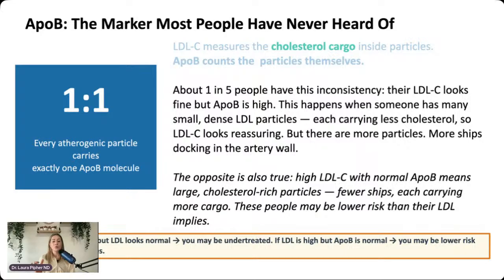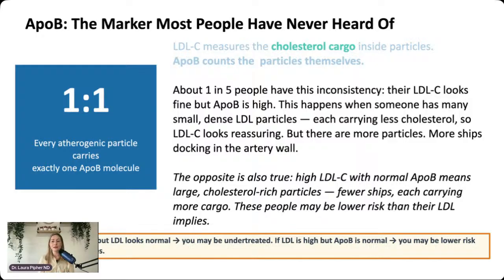And so, again, from the opposite perspective, if we had a high LDL and a normal ApoB, this means we have large cholesterol-rich particles, fewer ships, each carrying more cargo. So really, it's about the number of times we're having to dock the ship. If we have a bunch of particles, they're not carrying a lot, but there's a ton of them, that can be more problematic than fewer particles carrying a little bit more, right?